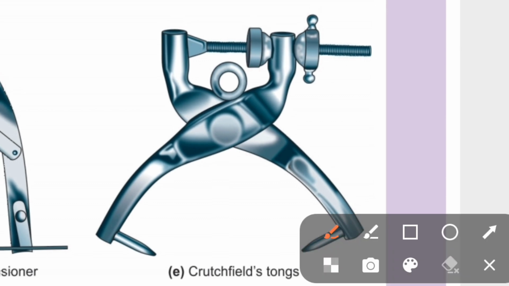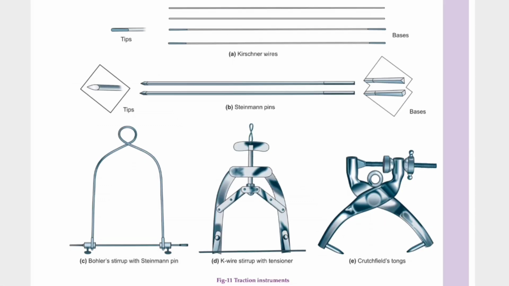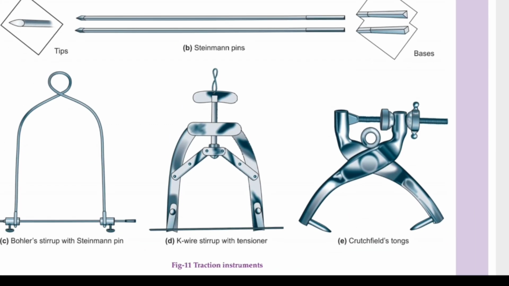Crutchfield tongs are used to hold the skull. Okay, your brain will come here at the center. It is used for cervical fractures. Okay, for stabilizing. These are the traction instruments.